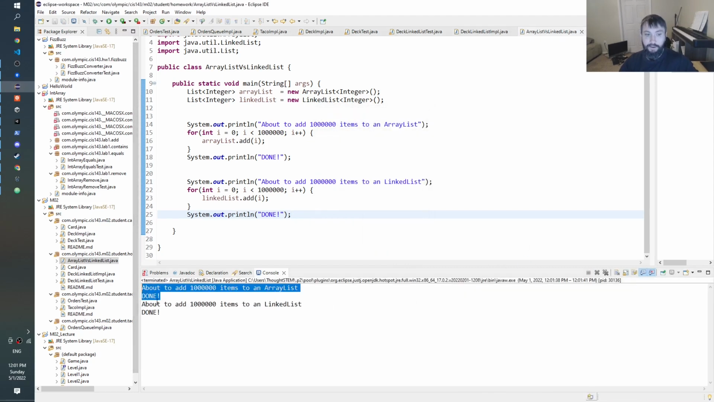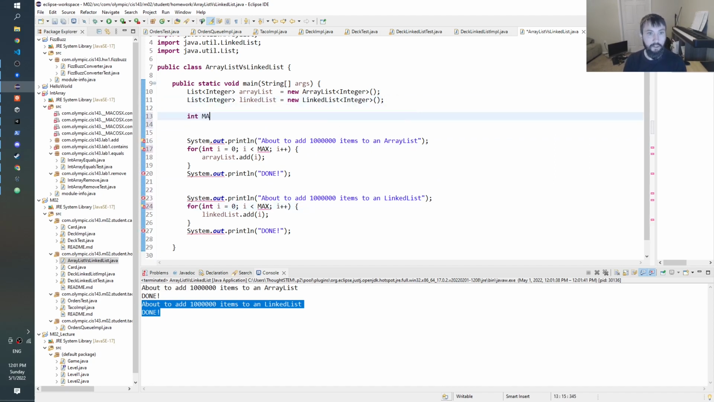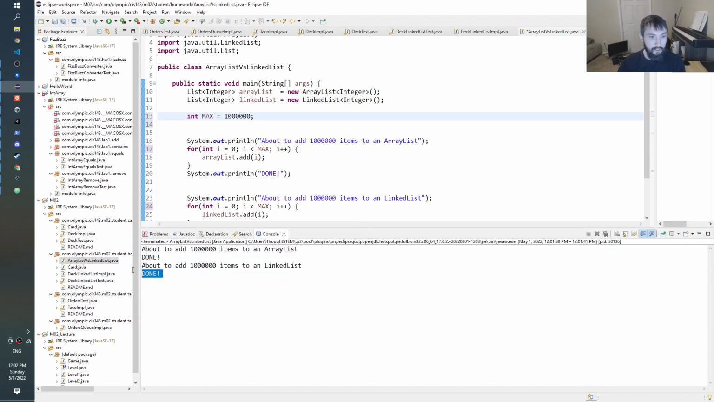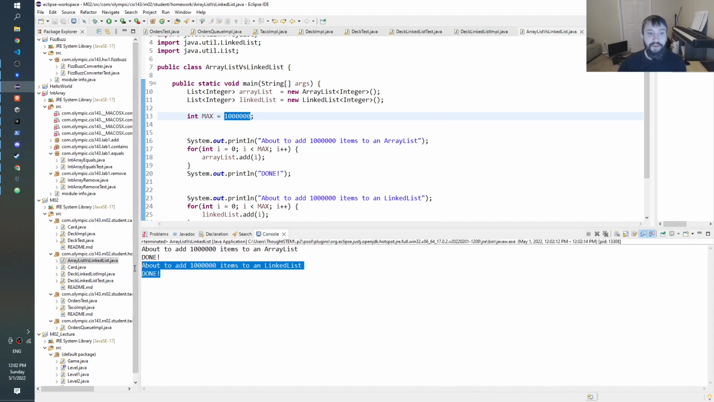Okay. They both happen pretty fast. Let's make it even bigger. Let's actually extract this number into a variable, just so I can change it more easily. So I'll say int max equals 1 million. I didn't think it was quite big enough to be able to tell, but let's run it one more time. We'll see if you can detect a difference between these numbers before I make this number bigger. Yeah, I think there is an obvious difference. It was hard to see, but this done printed out with a delay, whereas these two printed out very quickly.